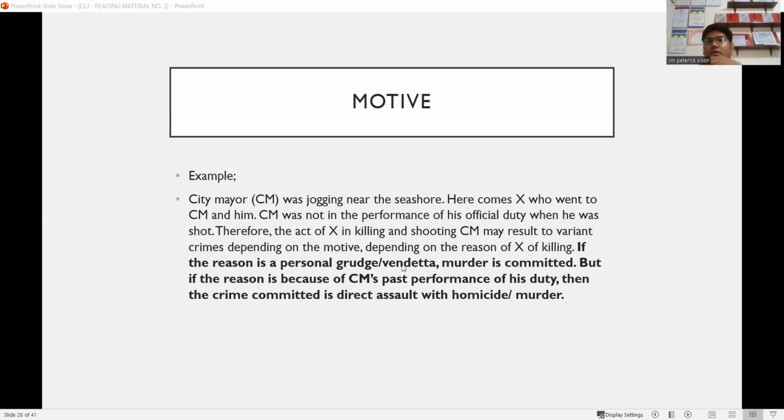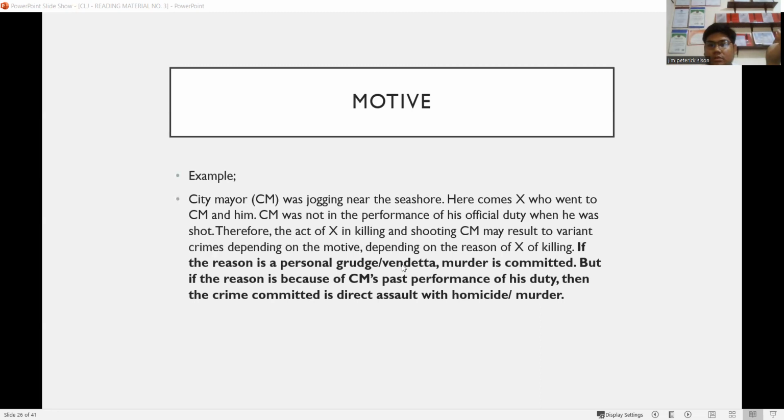So, instead of plain murder lang, may siya direct assault with homicide or murder, as the case may be. So it will result to violent crimes. Therefore, motive is important.